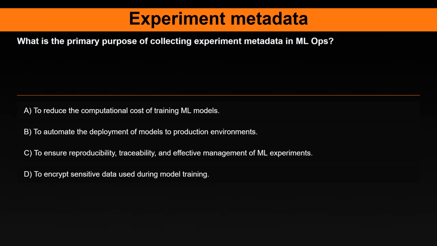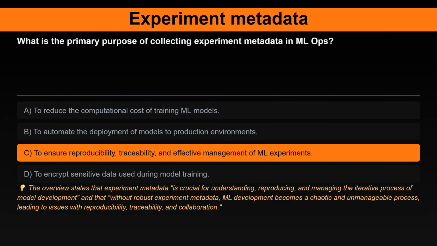Question 13. What is the primary purpose of collecting experiment metadata in MLOps? Option A. To reduce the computational cost of training ML models. Option B. To automate the deployment of models to production environments. Option C. To ensure reproducibility, traceability, and effective management of ML experiments. Option D. To encrypt sensitive data used during model training.